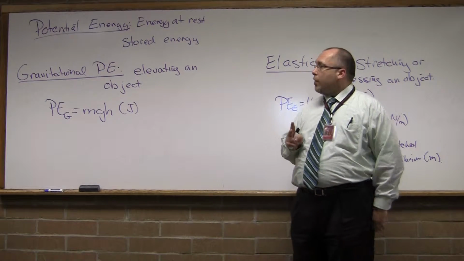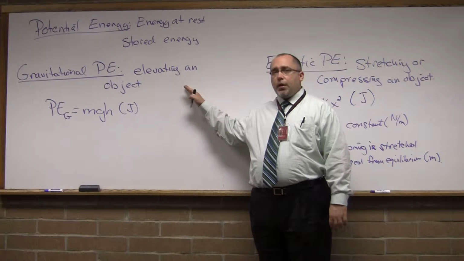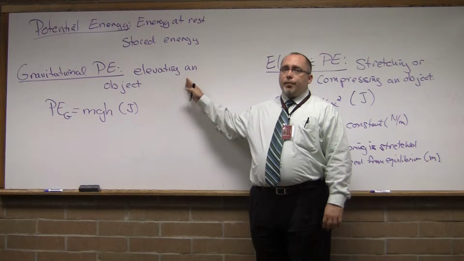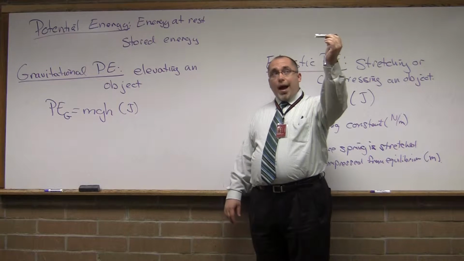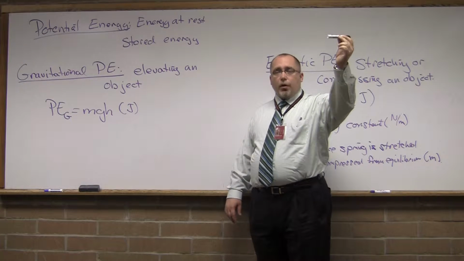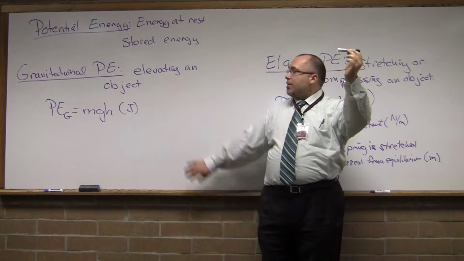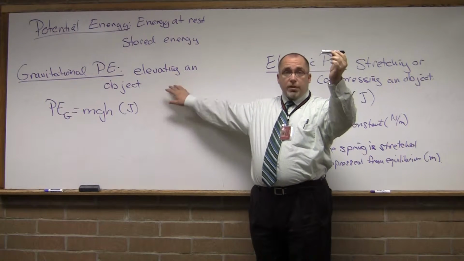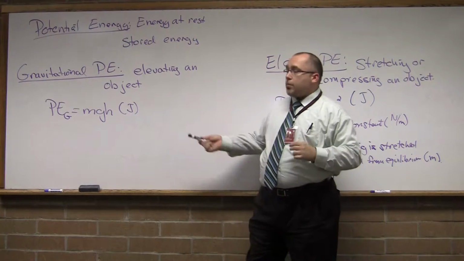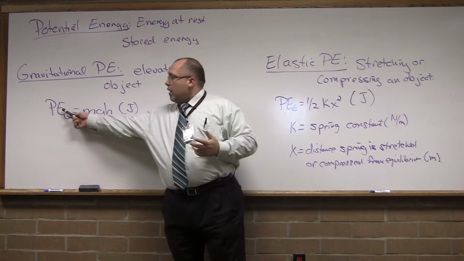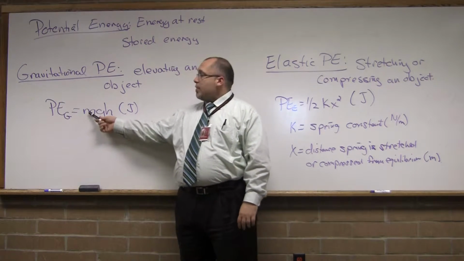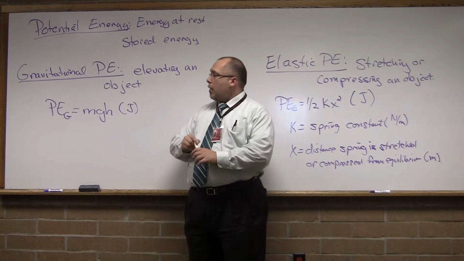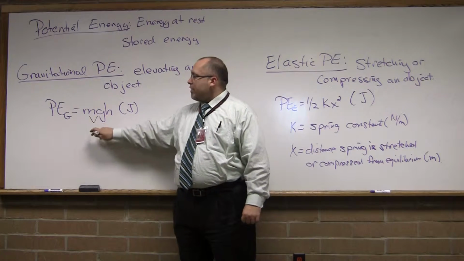Now, the two that we're going to talk about, the first one is called gravitational potential energy. And this is simply elevating objects. When I talk about doing work on a marker, moving it from here to here, I absolutely did work on this marker, and I absolutely added energy. Specifically, I added gravitational potential energy. Now, gravitational potential energy has a formula. I use PE sub G to denote gravitational potential energy, and it's mass times gravity times height. Mass times gravity should be familiar. That's the weight of an object.